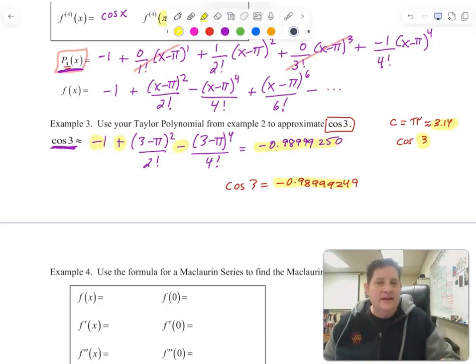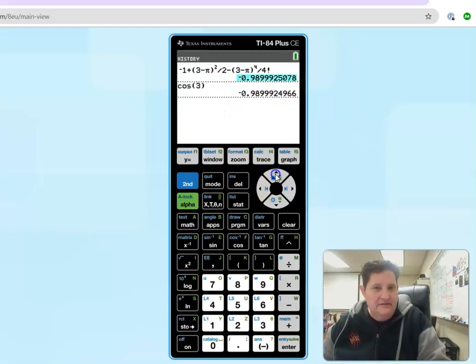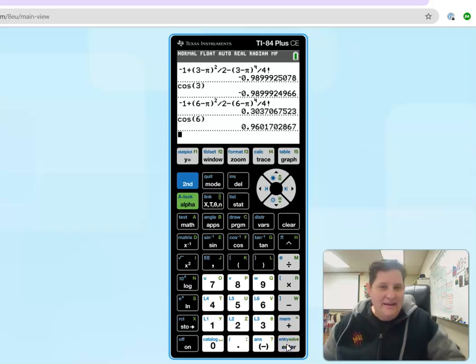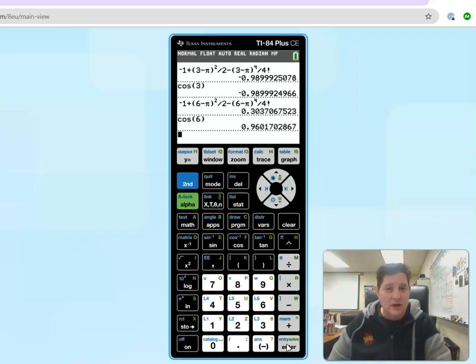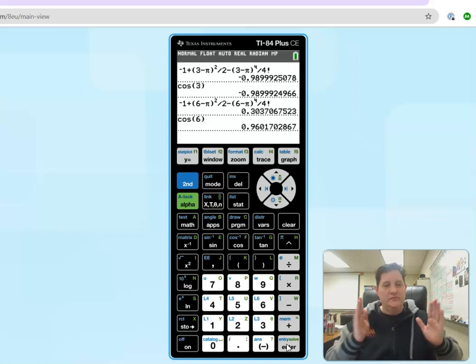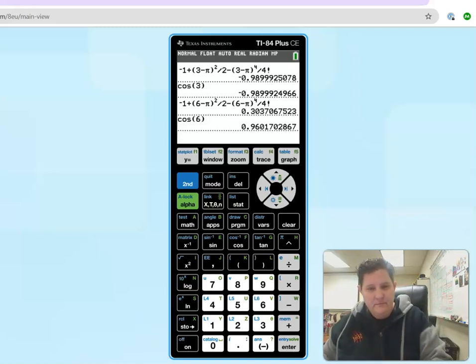Okay? Let's say instead of 3, we tried something like 6. It's not even very close to it at all, right? So let's say instead of 3, I'm just going to use this right here. And let's say we try to approximate the cosine of 6. Okay? And you guys know 6 is not very closely centered at pi. So now when I say, okay, what's the cosine of 6? That is, not only is that not a good approximation, that is a terrible approximation. That is not even close. And it's because 6 is too far away, right?